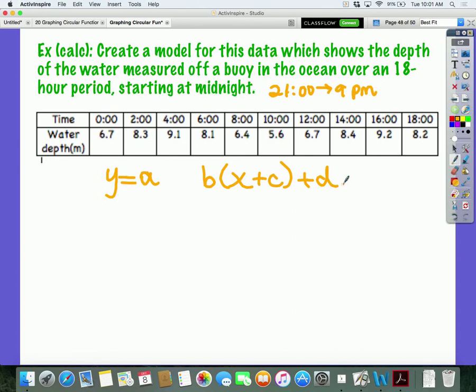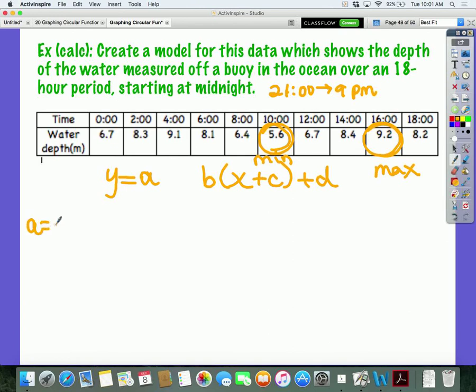What's our maximum value here? 9.2? Okay. What's our minimum value? 5.6. We do need to know these, because in order to find our amplitude and our vertical translation, we need to know our max and our min.